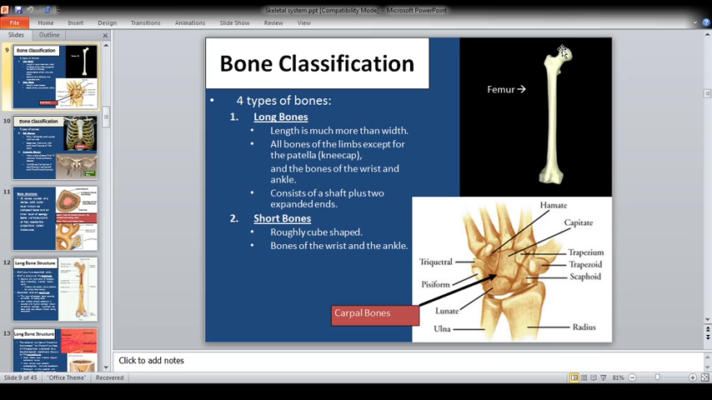All bones of the limbs except for the patella, that is present on the kneecap, which is a circular kind of bone, are long bones. Moreover, bones of the wrist and the ankle also constitute long bones. So if you look at the carpal bones, scaphoid, lunate, etc., these bones are longer as compared to their width.